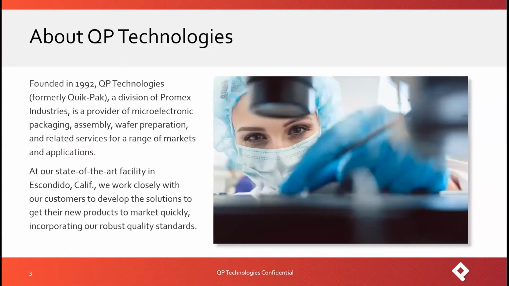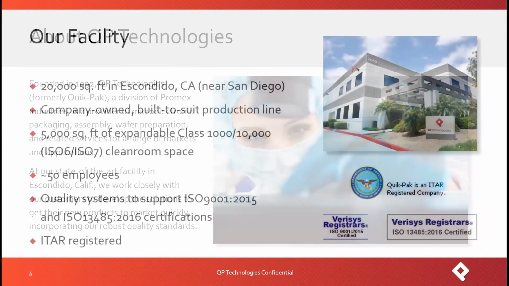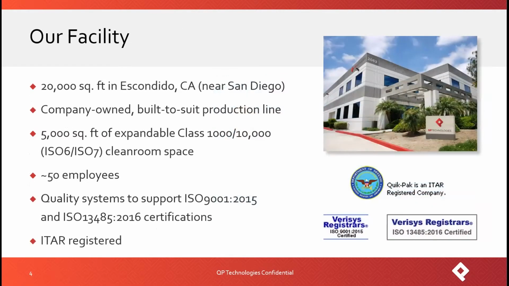QP Technologies has been around for quite a while, since 1992. If you were able to net it all out, what I would say is we basically sell time and also flexibility from a packaging engineering perspective. Those are our legacy, and I would call that our value statement. We're approximately 50 people. We have a facility in Southern California, basically near San Diego, U.S.